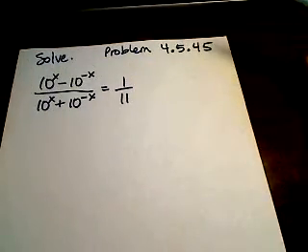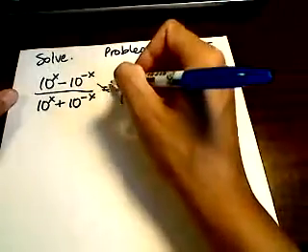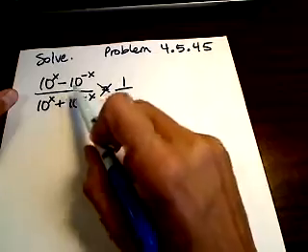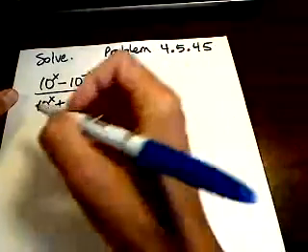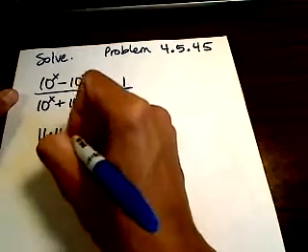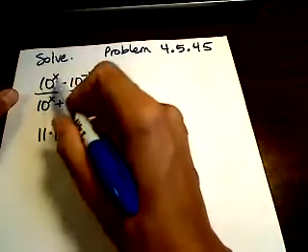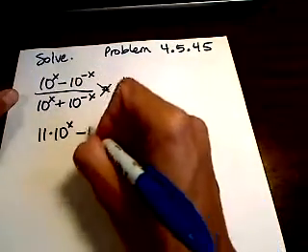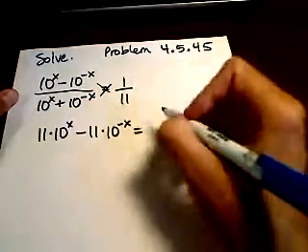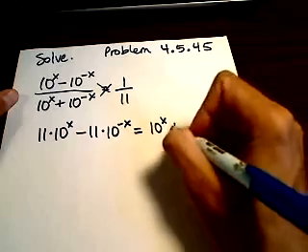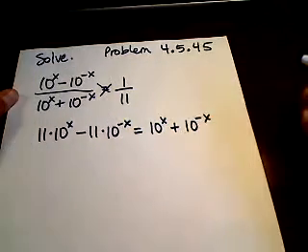So what we need to do first is just get it out of the exponent. The first thing we should do here is just cross multiply. So I can take this numerator, multiply it by that denominator, and this numerator and multiply it by that denominator, and I can set those things equal to each other. So this is going to be 11 times 10 to the x minus 11 times 10 to the negative x, and then 1 times this just gives me 10 to the x plus 10 to the negative x.